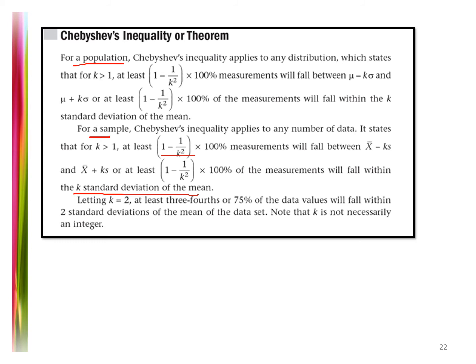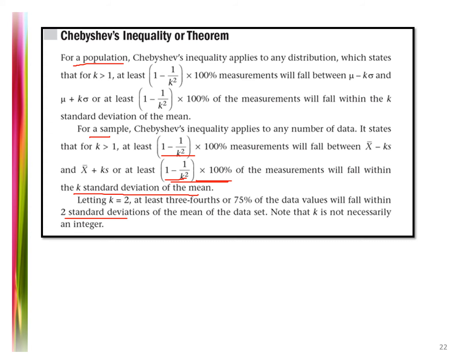So suppose k is equal to 2. If we calculate 1 minus 1 over 2 squared, that is equal to 1 minus 1 over 4, which means 3 by 4. 3 by 4 times 100 is equal to 75. So we can say at least 3/4, or 75%, of the data values will fall within the 2 standard deviation limit, that means between x bar minus 2 times s and x bar plus 2 times s. Here k is not necessarily an integer; it can be a decimal too. But k is strictly greater than 1. That is the important condition.